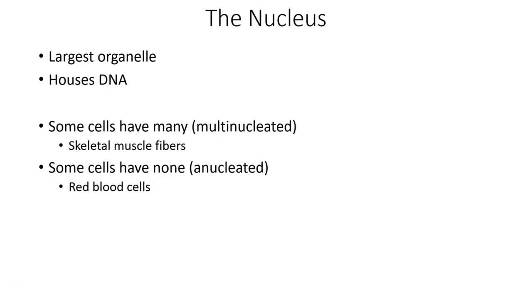Some cells, like skeletal muscle fibers, are going to have multiple nuclei in them, so more than one nucleus. They are called multinucleated. And then some cells are actually going to have no nucleus, and these are red blood cells. They are anucleated. They are actually going to start off early on in their life cycle with a nucleus.